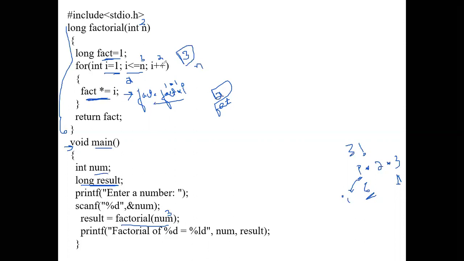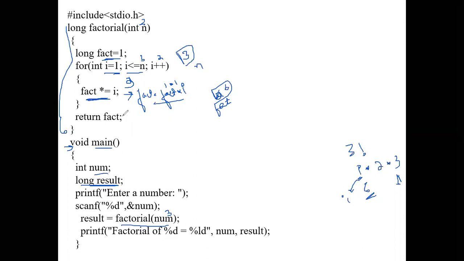Okay, I increments, and the value of I will become 3 now. So 3 is less than or equal to 3, yes, the condition is true. Fact is equal to fact into I. So fact is 2, I is 3, 2 into 3, it is 6. So we are going to store 6.